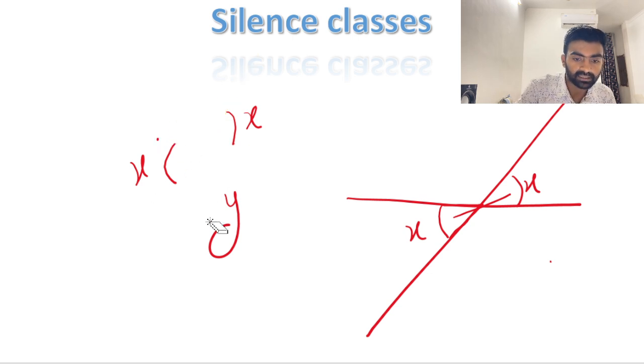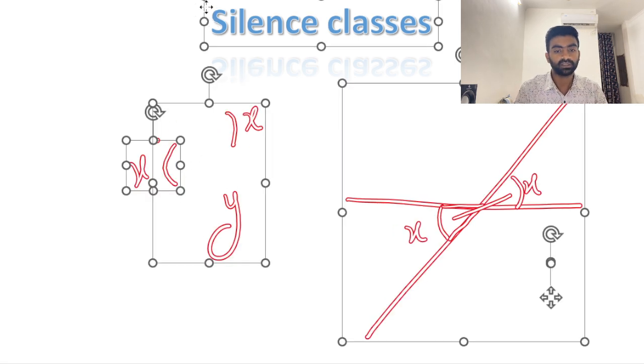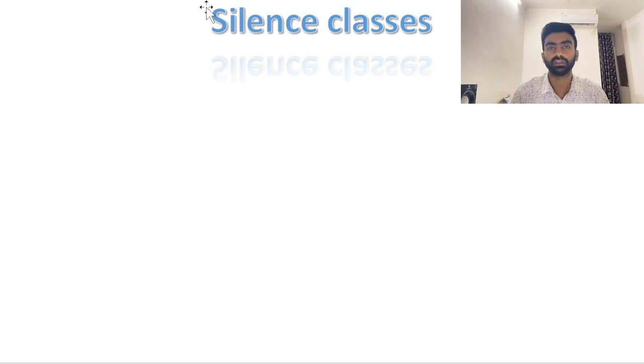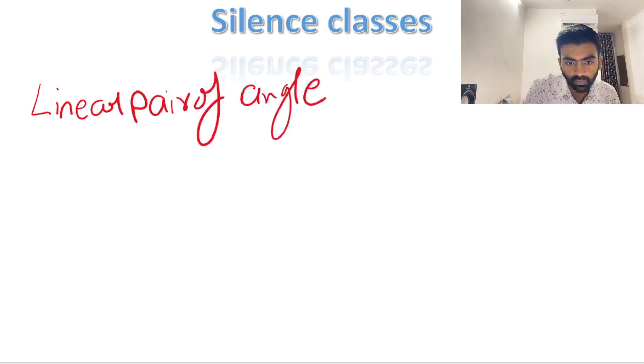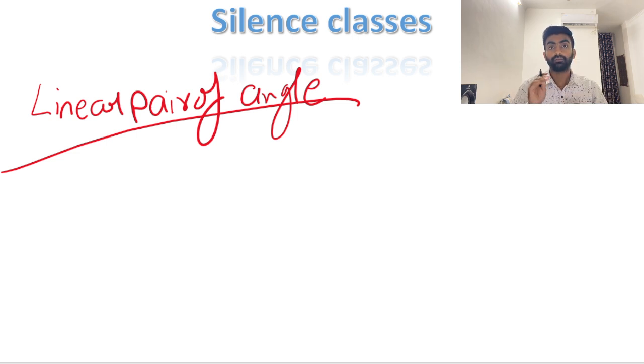Now one last thing I'll tell you, which we commonly use in questions, is known as linear pair of angles. First of all, once we read the question, the first thing we should do is look in the question whether we are able to find out the linear pair or not.